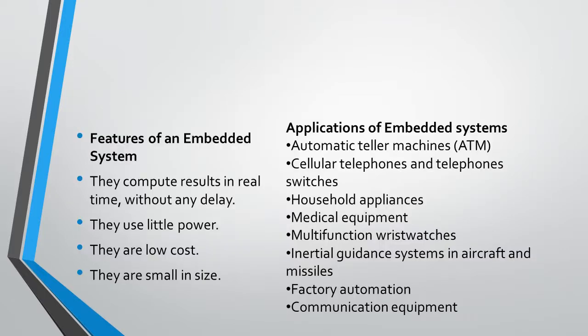Now last is features and applications of embedded systems. The features of embedded systems are: they compute results in real time without any delay, use little power, and are low cost and small in size. In applications, embedded systems are used in ATMs, cellular telephones, telephone switches, household appliances, medical equipment, multifunction wristwatches, aircraft missiles, factory automation and communication equipment.